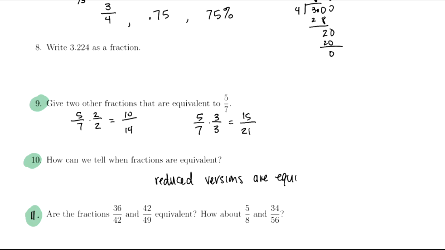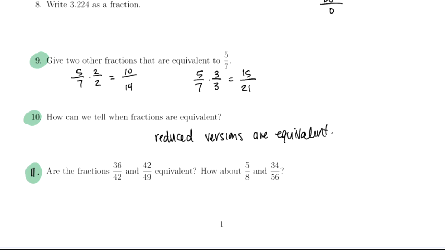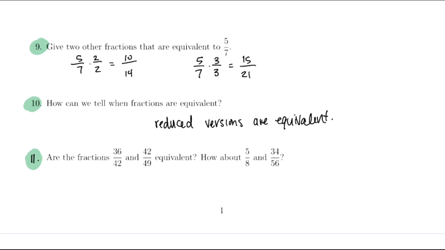Or their decimal representation would be the same thing, right? Okay, so is 36 over 42 equivalent to 42 over 49? And how would we know? Okay, so 36 and 42, we could divide both of those by 6.